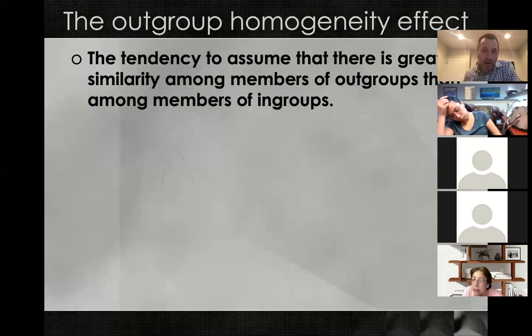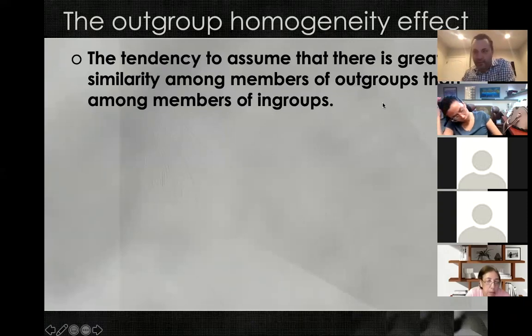But if you ask someone from Harvard, they would say the exact opposite. They would tend to think that Harvard students are all different, and it's FIU students who are all the same. And that's the outgroup homogeneity effect, this tendency to assume that people in other groups are all the same compared to people in our own in-groups.